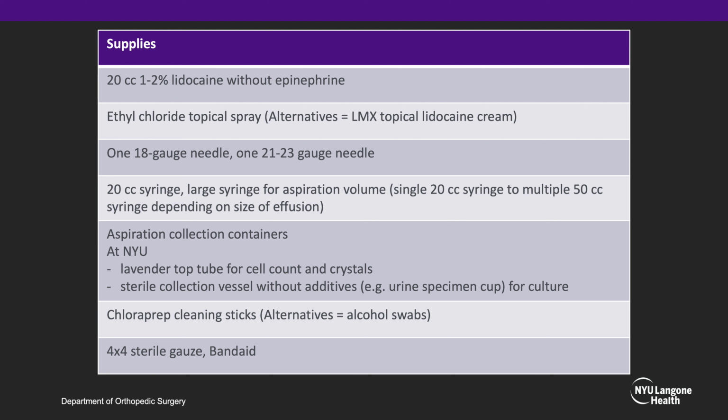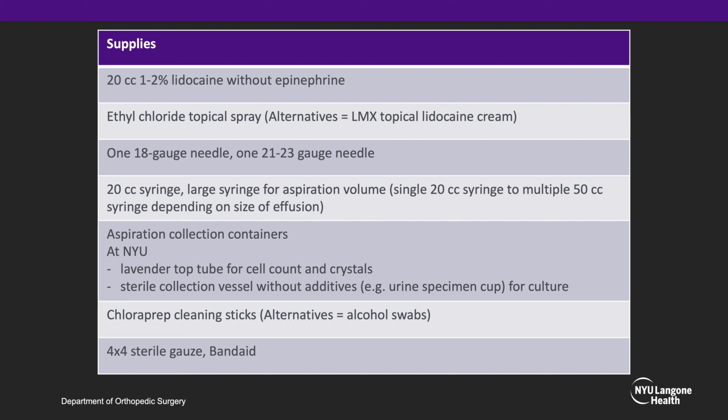It is important to ensure you have gathered all your supplies prior to performing the procedure. For aspirations, we prefer to have 20 cc's of 1 to 2% lidocaine without epinephrine, an ethyl chloride topical spray, an alternative of which can be a LMX topical lidocaine cream, one 18-gauge needle, which is preferred for aspirations, as small needles can become clogged or clotted off during the aspiration. 21 to 23-gauge needles are preferred for the skin anesthetizing with lidocaine. A 20 cc syringe is needed, as well as a large syringe for aspiration, which can be anywhere from a single 20 cc syringe to multiple 50 cc syringes depending on the size and volume of the effusion.